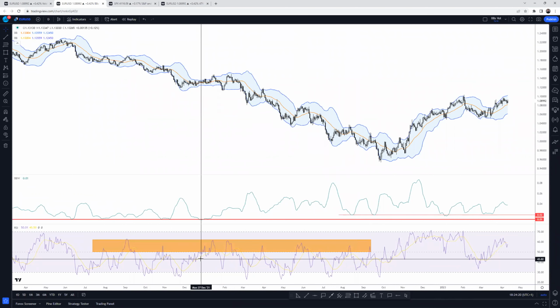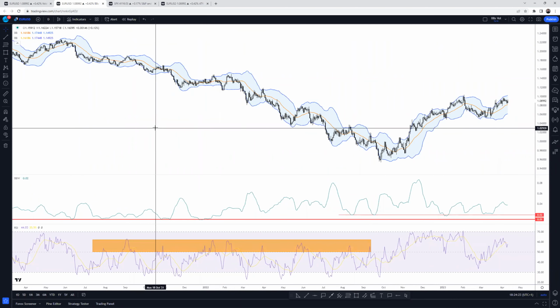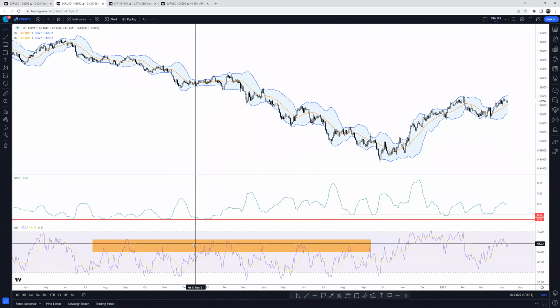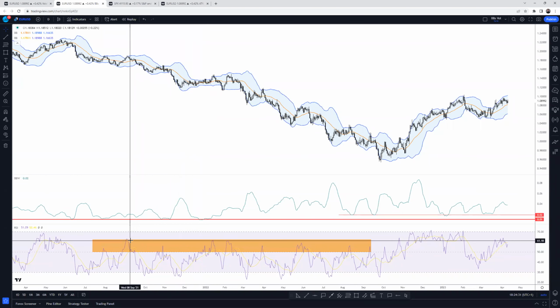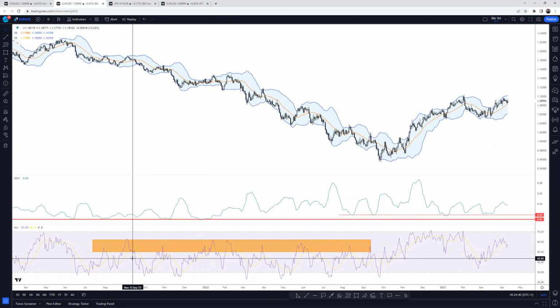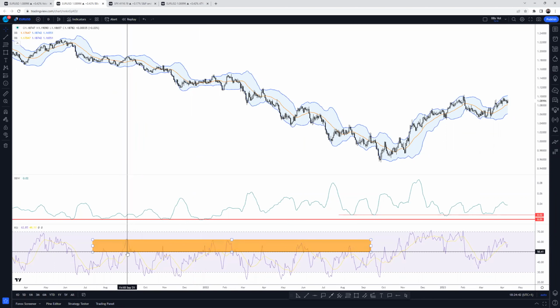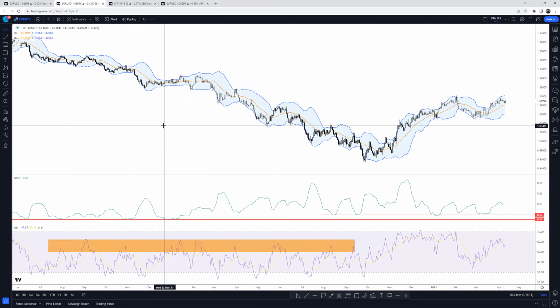So what you can do is you can use that as well. Now, for anyone that's studied the RSI, you will probably be already aware of this. So in downtrends, you'll often see temporary overbought form between the 60 and 50. And in uptrends, you'll see a temporary oversold form between 40 and 50. So in this case, we're looking at a downtrend.